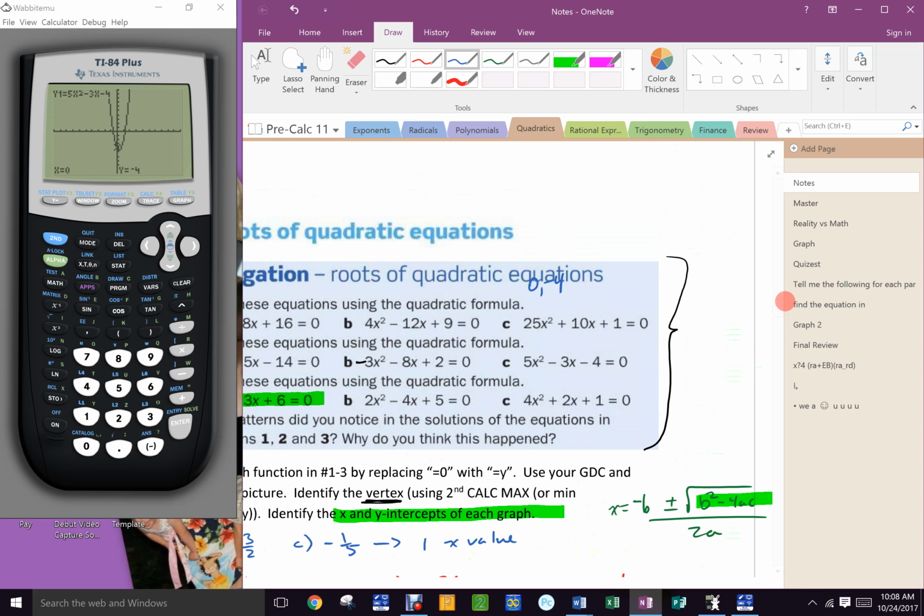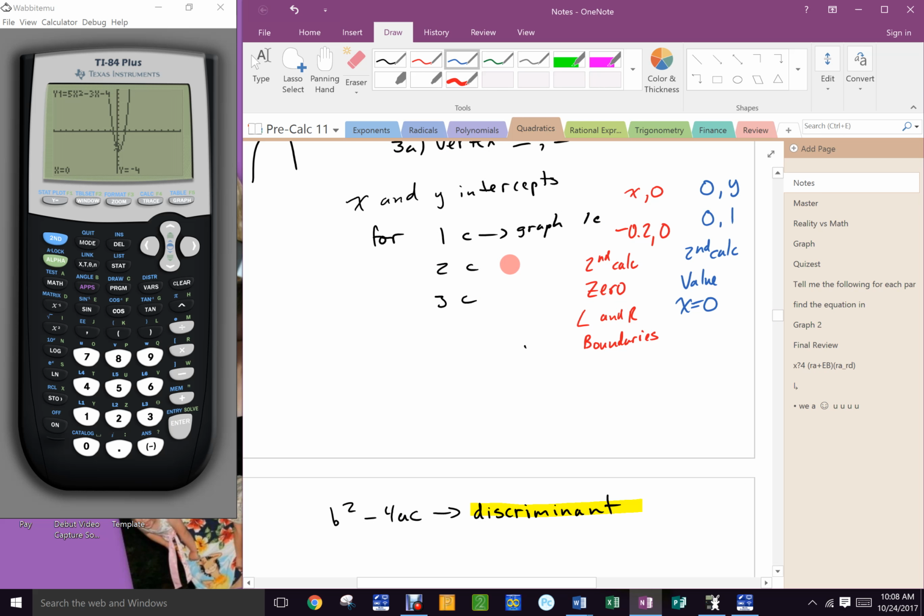Oh yeah, there it is. It showed up way up there. That makes sense. Thank goodness. 0, negative 4. And what are our x-intercepts?